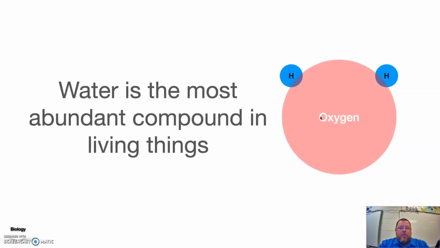So water is the most abundant compound in living things. If you're trying to find an average, you're probably looking at two-thirds up to 80 or 90% of a living thing being made up of water.